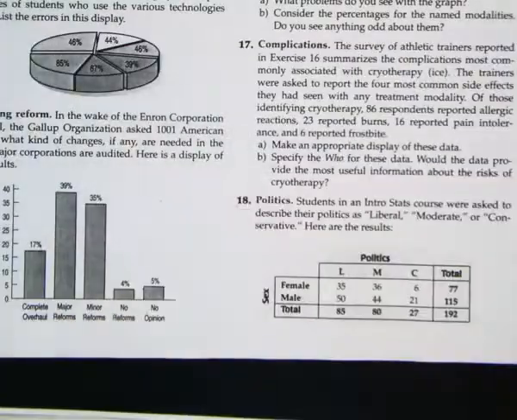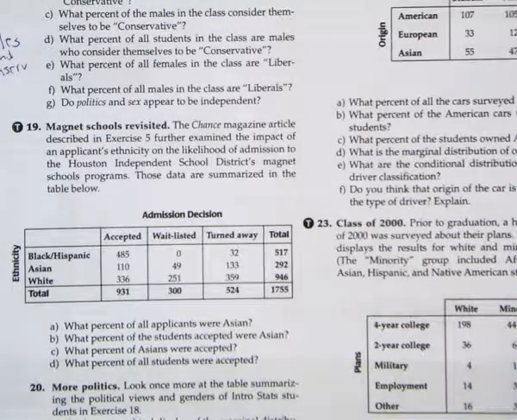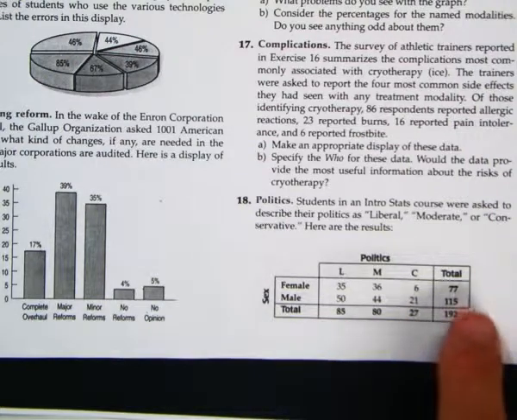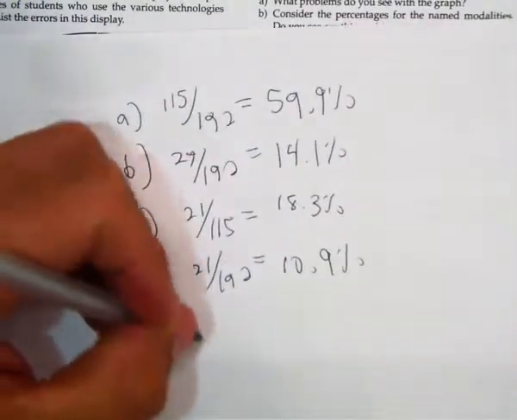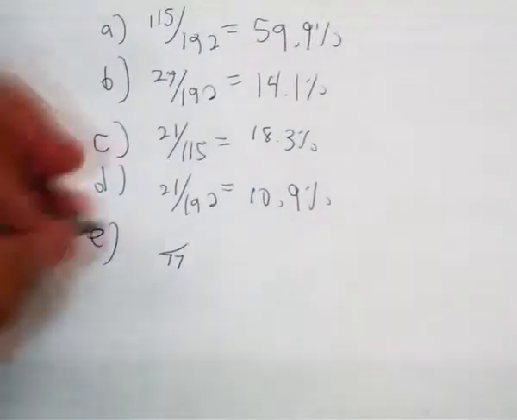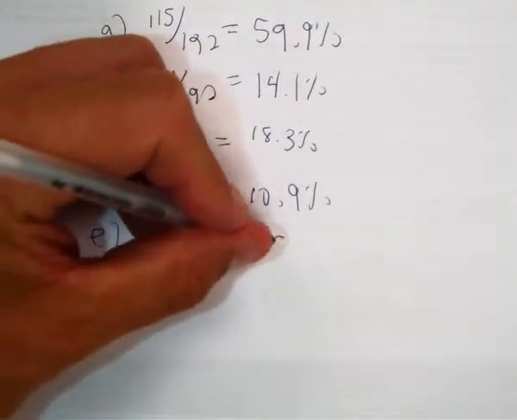And question E asks, what percent of females in the class are liberals? So I'm going to look at the females, 77 of them, and liberals, 35 of them. So we're going to do 35 out of 77. And if I do that, I get about 45.5%.